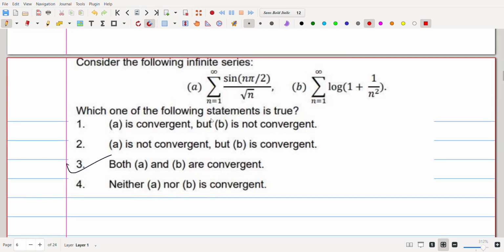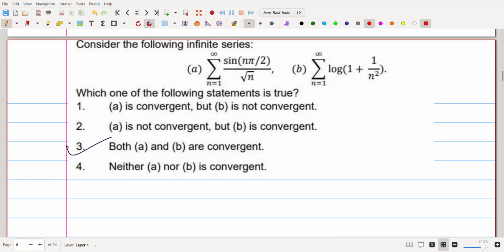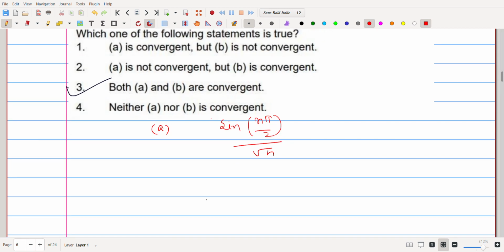Move to the next one. Consider the following infinite series: a_n equal to sin(n pi by 2) by root n. So how do the terms look? See, if n is even, then a_n equal to 0, because sin pi, sin 2 pi, sin 3 pi are all 0.